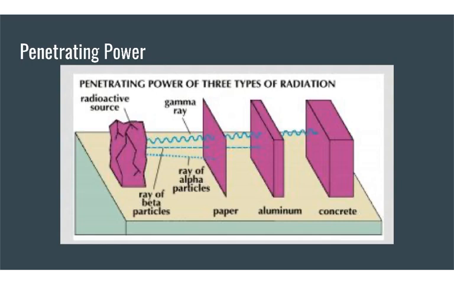So let's look at the penetrating power real quick. We have our radioactive source here. We have paper, aluminum, and concrete. So we see that our gamma ray goes through everything. So gamma is going to have the highest penetration power.